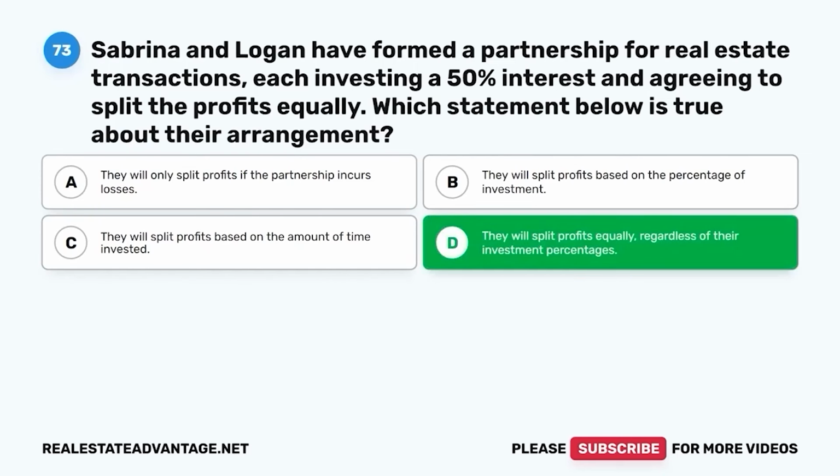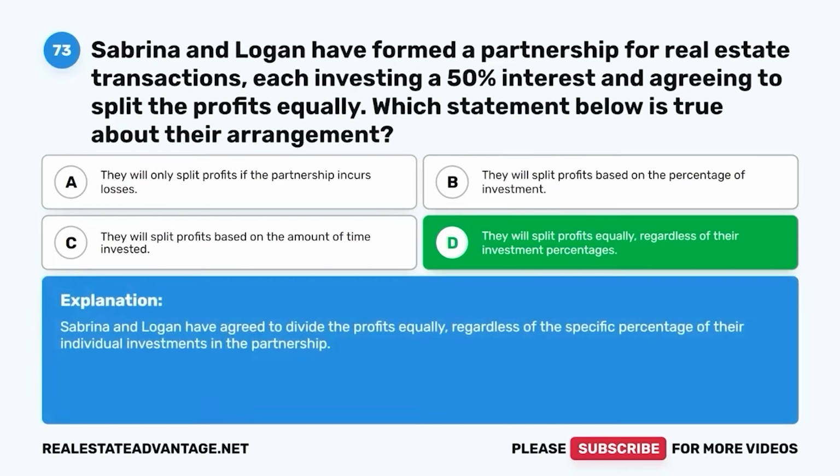They will split profits equally, regardless of their investment percentages. Sabrina and Logan have agreed to divide the profits equally, regardless of the specific percentage of their individual investments in the partnership.